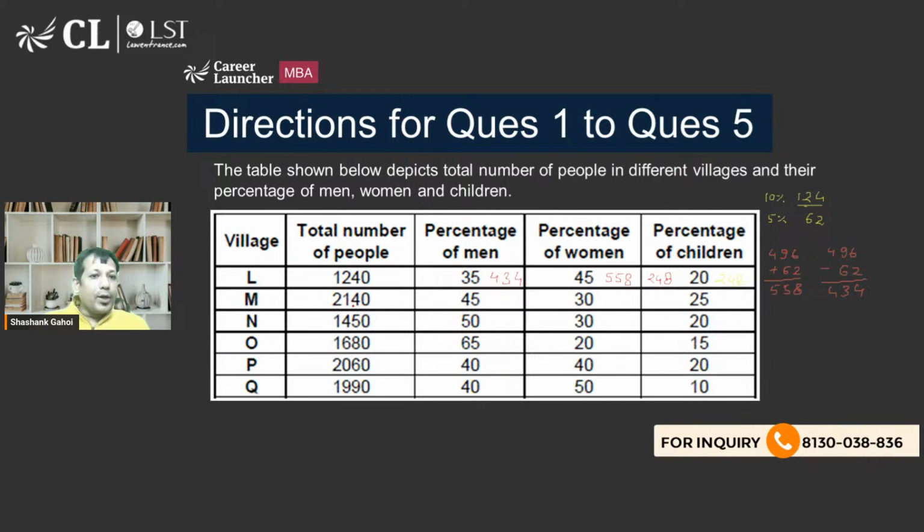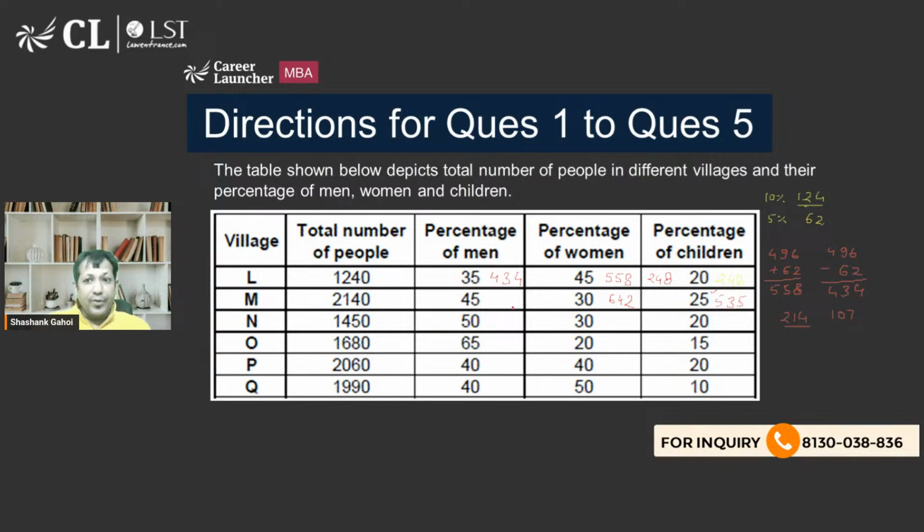Now I'm going to calculate 10% of 2140. That is going to be 214. 5% is going to be 107. So what is going to be 30%? 30% is going to be 3 times this, which is 642. 30% minus 5% is going to give me 25%. So 642 minus 107 means 535 is going to be 25%.